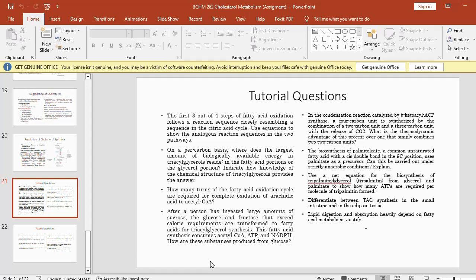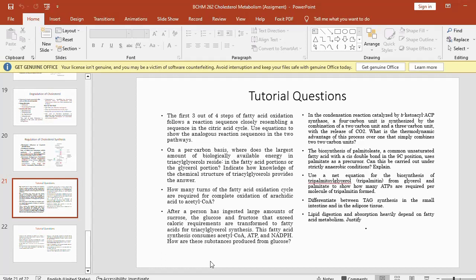attached to the tail of the ACP to the malonyl-CoA attached to the ACP. So the energy is actually coming from the removal of this CO2. This is the energy involved, this is what is used.